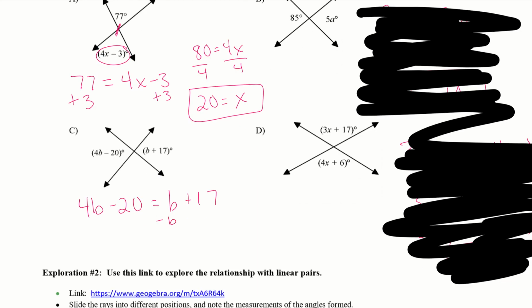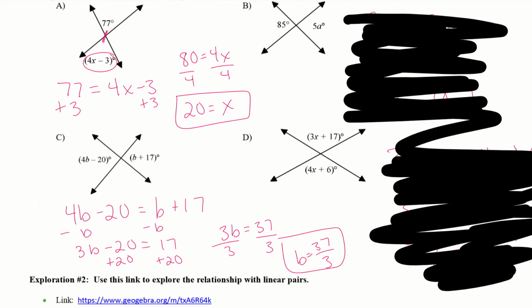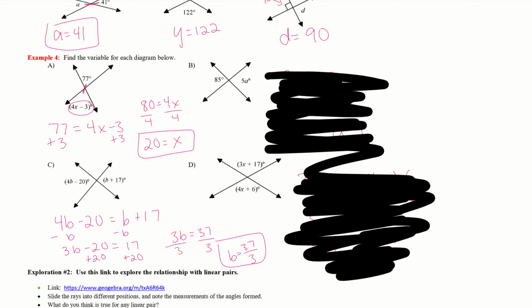So I'm going to go ahead and subtract B. And I have 3b minus 20 equals 17. I'll go ahead and add 20 to both sides. And then I have 3b equals 37. Then I'll go ahead and divide by 3 to get b equals 37 over 3. So they're going to be equal no matter what is on either side of your vertical angles.